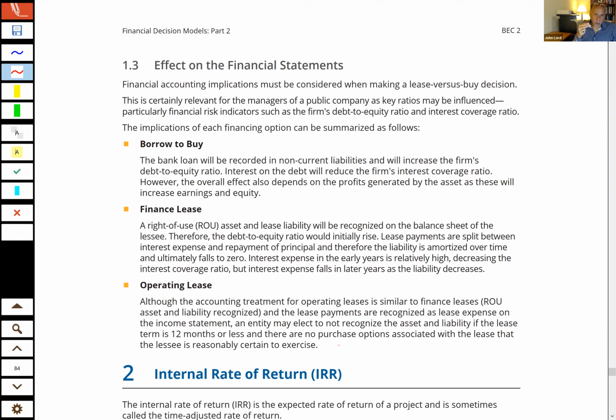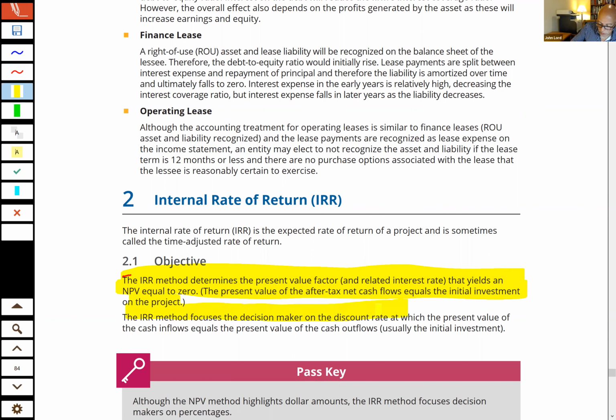Okay. Now, in the internal rate of return method, we determine the present value factor that yields a net present value equal to 0. The internal rate of return focuses the decision maker on the discount rate at which the present value of the cash inflows equals the present value of the cash outflows. Now, you look at that and you're like, okay, do I really understand what's going on here?